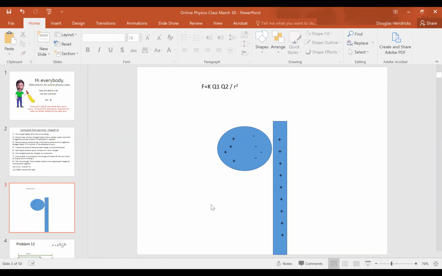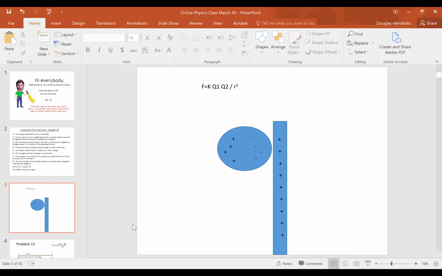Depends on whether it's a conductor or an insulator. But does that answer your question, Jaron? That's the reason why these neutrally charged little objects actually do get attracted. Does that answer your question, Jaron? Yes. Okay, good. I'm glad you reminded me because I definitely wanted to talk about that.